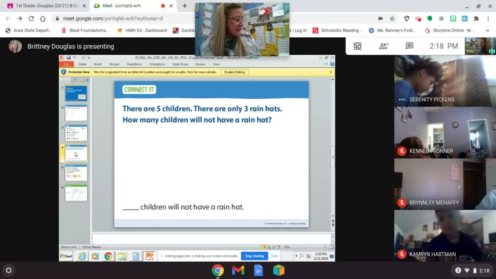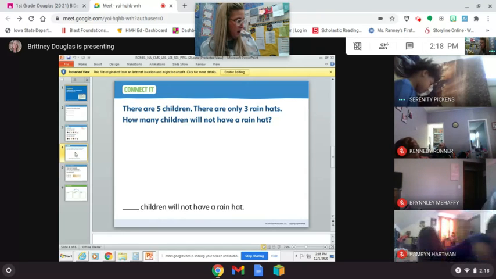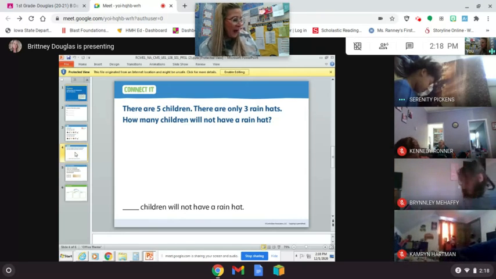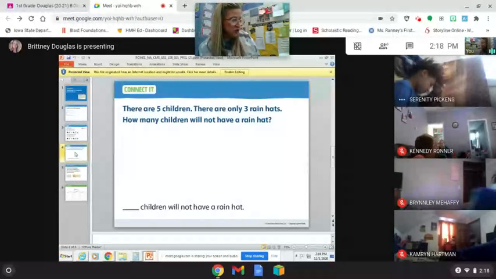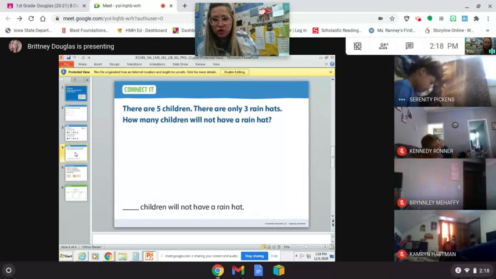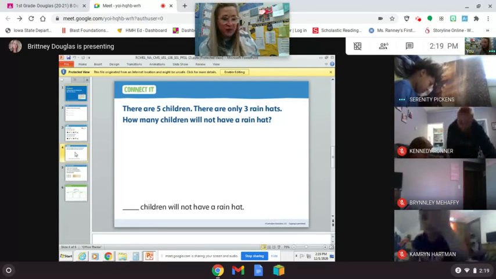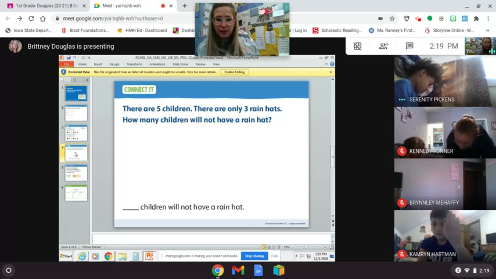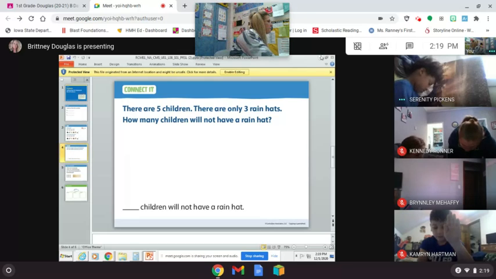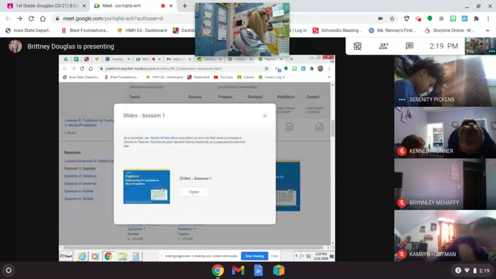It says there are 5 children. There are only 2 hats. How many children will not have a hat? And it says, please draw to show your work. So you're going to draw me a picture using counters. There are 5 children and only 2 hats. How many will not have a rain hat? Okay, go ahead and draw it, and then we'll talk about it. Start drawing.